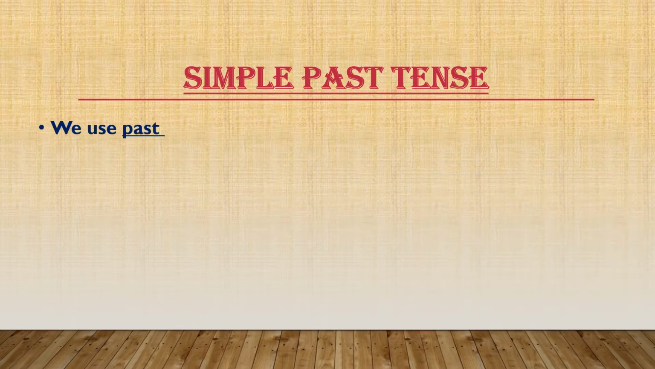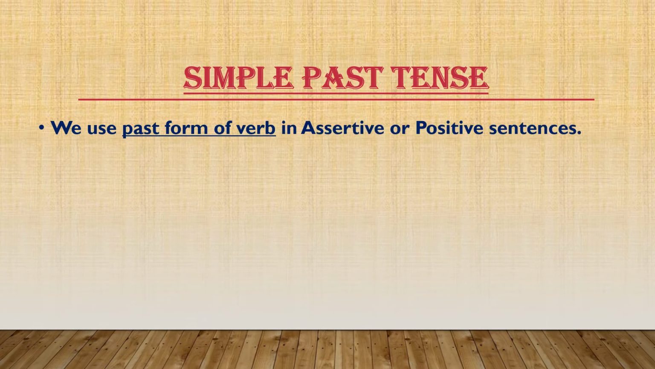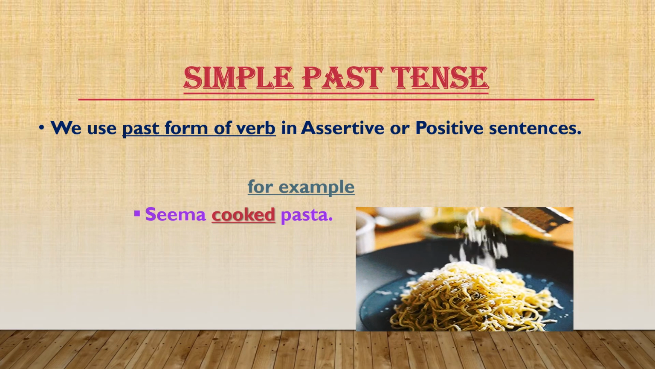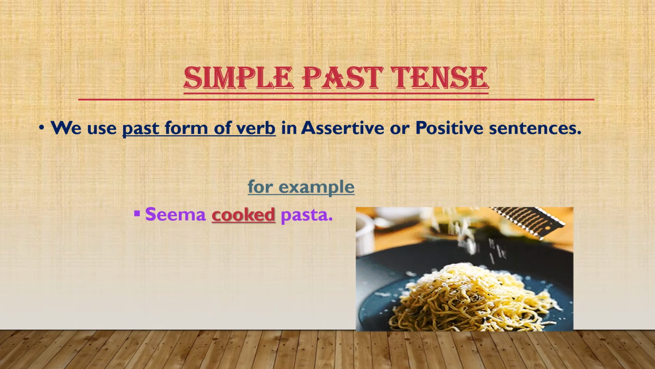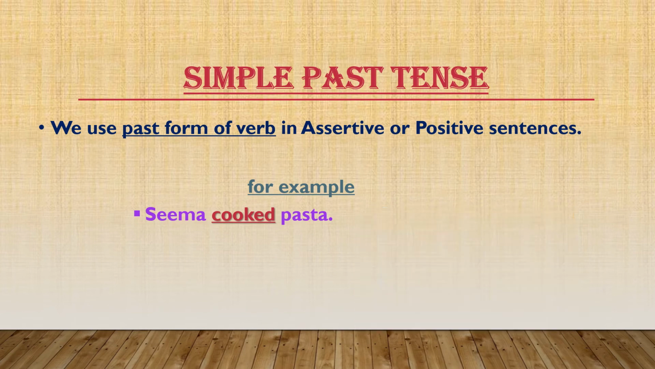We use past form of verb or simple past tense in assertive or positive sentences too. That means just to express something which is in general. If you're talking about something in general, it's a statement. We use this past form of verb also if it is related to something which has already happened in the past. Let us take an example for the same. Seema cooked pasta. So this is a general statement. We're just talking about something in general. And since this thing has already happened in the past, we have used past form of verb, that is cooked.